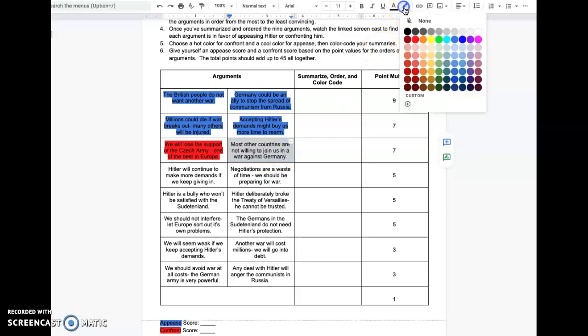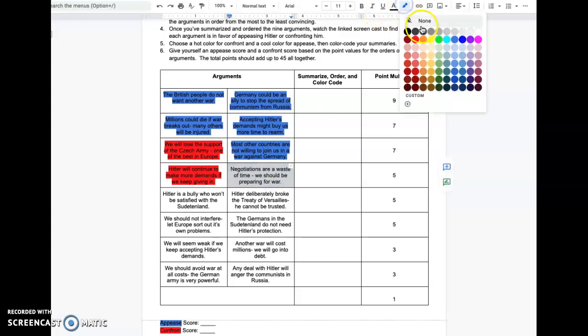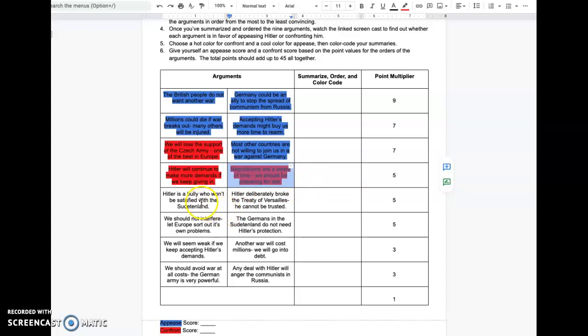Most other countries are not willing to join us in a war against Germany. If we do it, we'll be going it alone. So let's not do it. That's an appeasement argument. Hitler will continue to make more demands if we continue to give in. Just like the bully that comes back again and again for your lunch money, he should be stopped. That's a confront argument. Negotiations are a waste of time. We should be preparing for war. Another confront argument. Hitler is a bully who won't be satisfied with the Sudetenland.